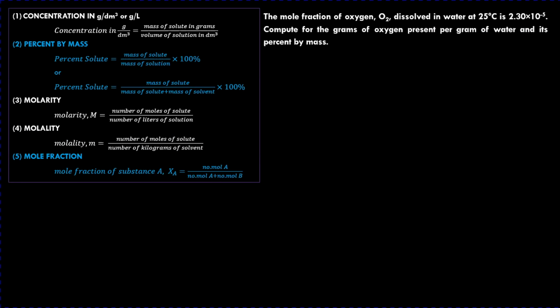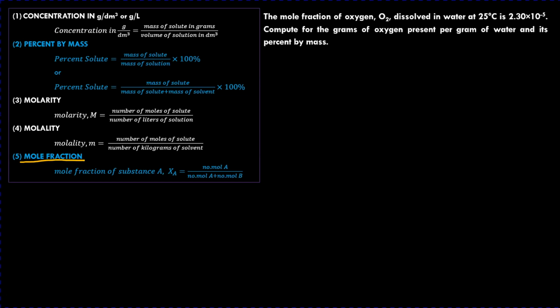Alright, so down to our last problem. The mole fraction of oxygen dissolved in water at 25 degrees Celsius is 2.3 times 10 raised to negative 5. So we have mole fraction here, and we have an equation for mole fraction here. Would that allow us to determine the mole of solute and the mole of the solvent? How? This given relates to the equation for mole fraction.